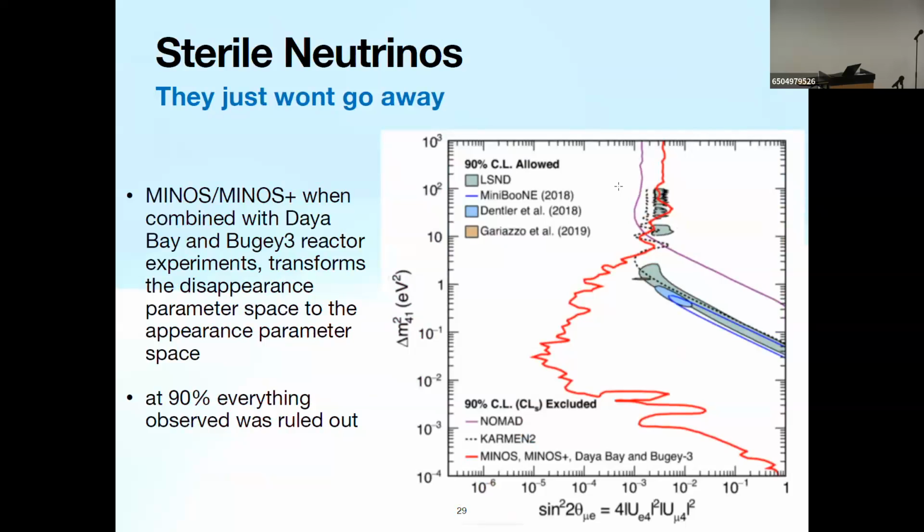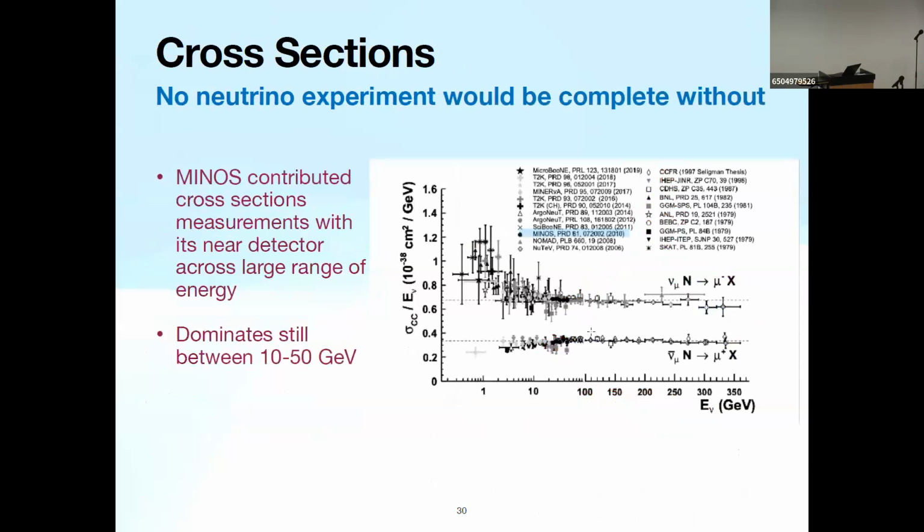Yes, and then we were able to combine our results with Diabet and Bougie and turn the mixing angle 1,4 into 2,4 into sine squared, so we could put it on the plot with all the other experiments. So we did very well, I think, with the sterile neutrinos.